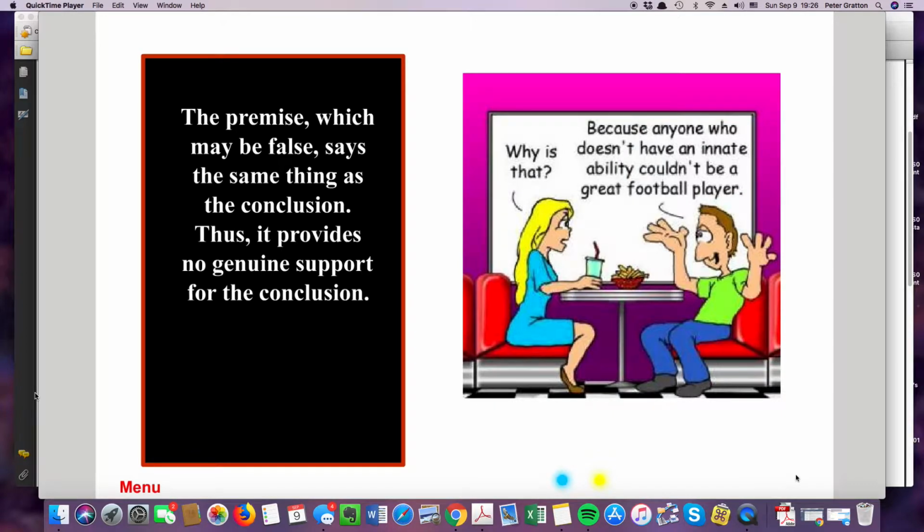The premise, which may be false, says the same thing as the conclusion, thus it provides no genuine support for the conclusion. In other words, whereas the previous one had a missing premise, that's part of begging the question. In a weird way, in this form of begging the question, there is no premise. You're just repeating the conclusion. The premise just gets repeated as the conclusion, so there's no real premise at all.